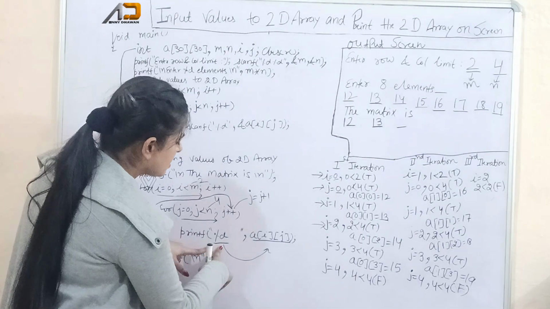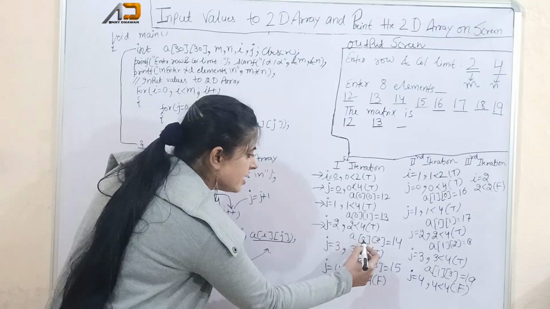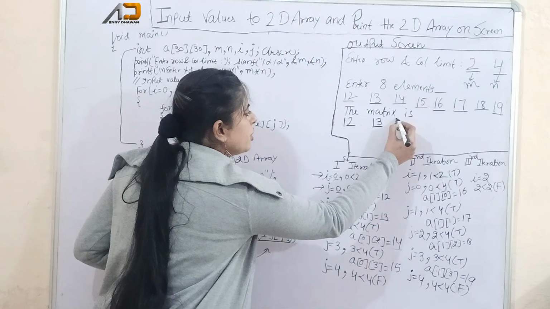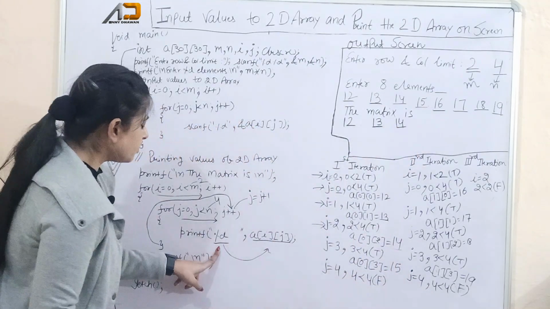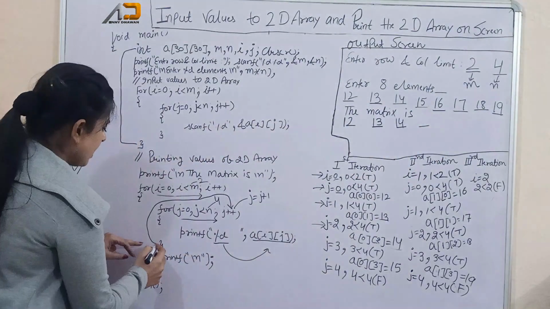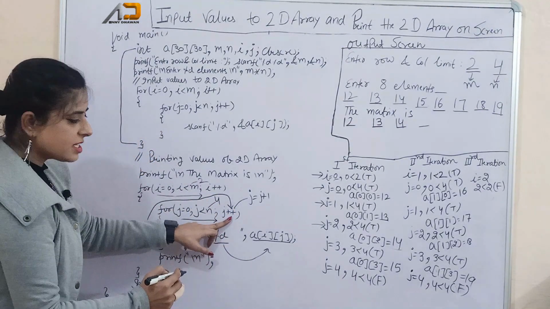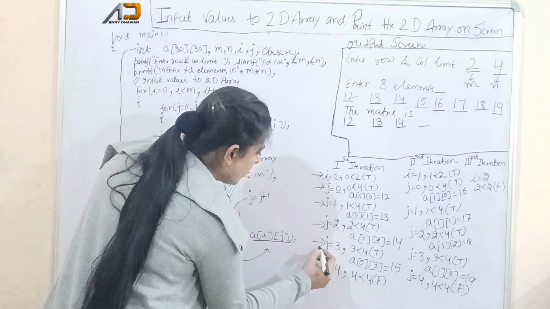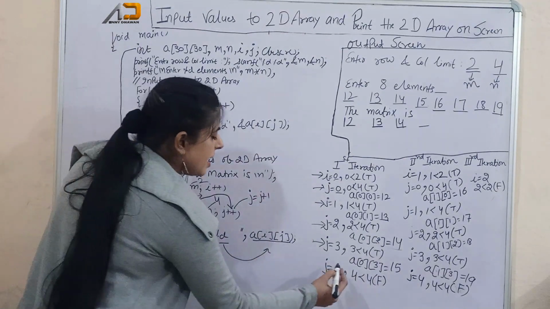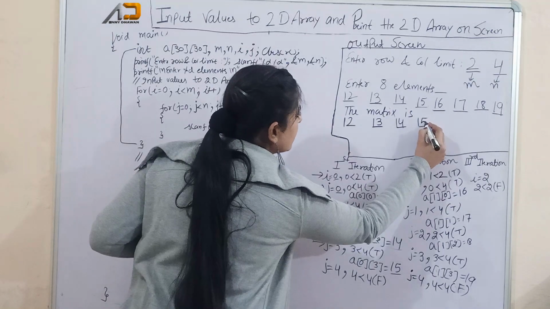The printf function again prints an integer value stored in the variable aij, that is the a02 value will be printed on the screen this time. 14 will be printed onto the screen, and then a space will be printed. Again from this point the control moves to this jump part. J will be incremented by 1. Again the condition will be checked. The condition is true here, and the value 15 will be printed on the screen.